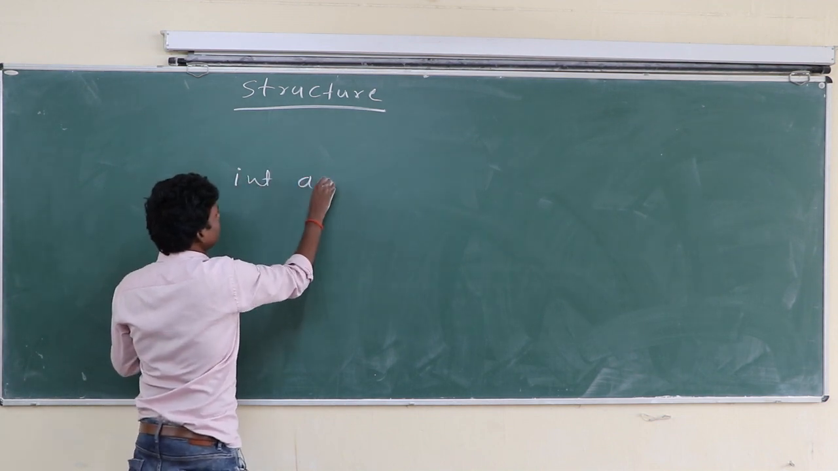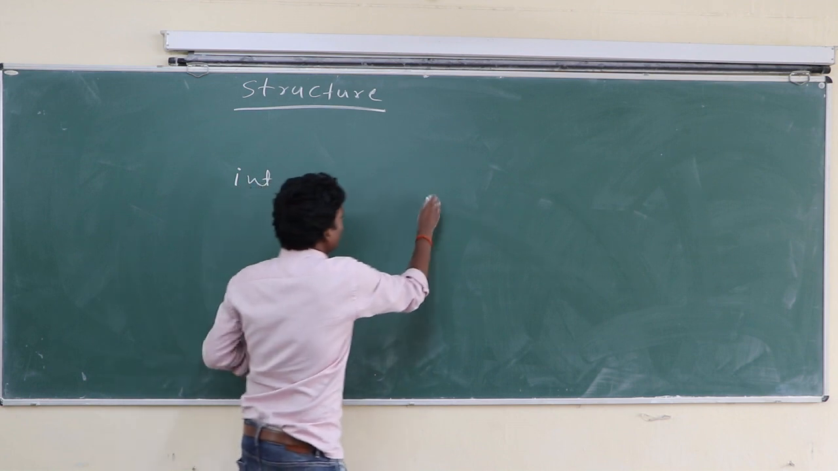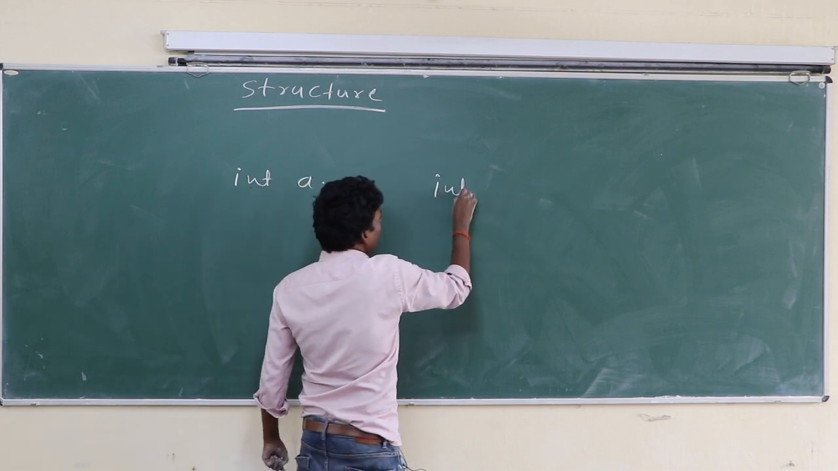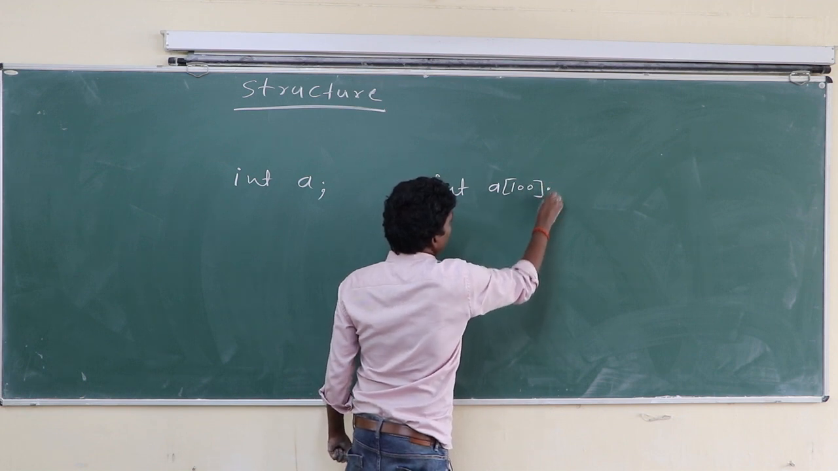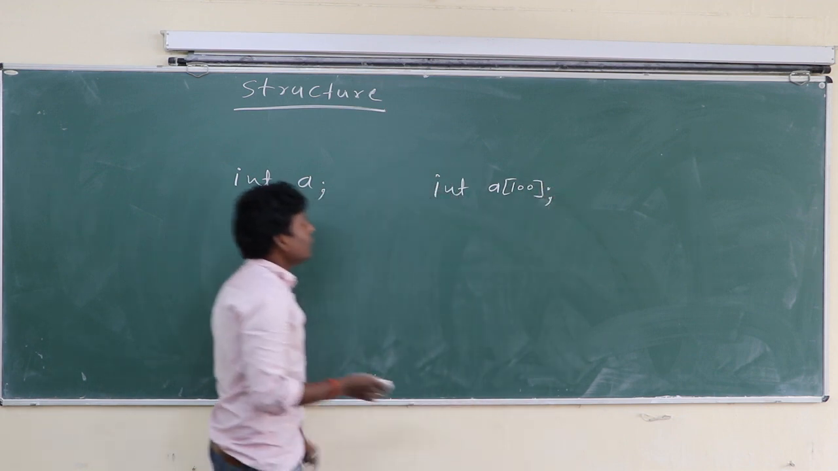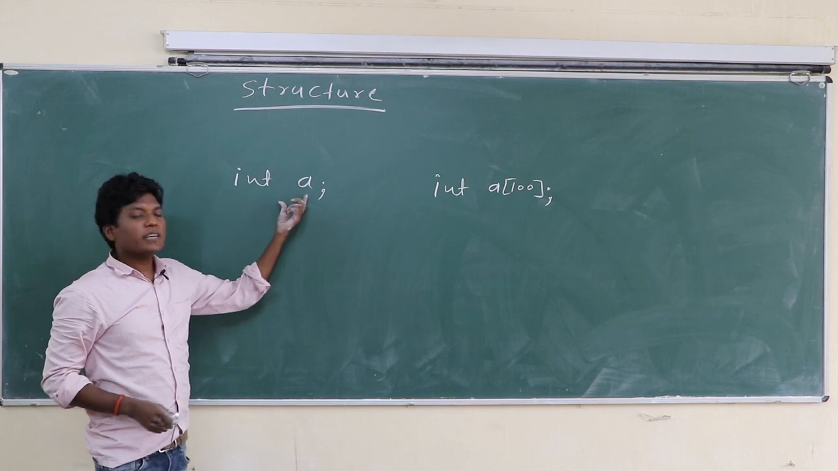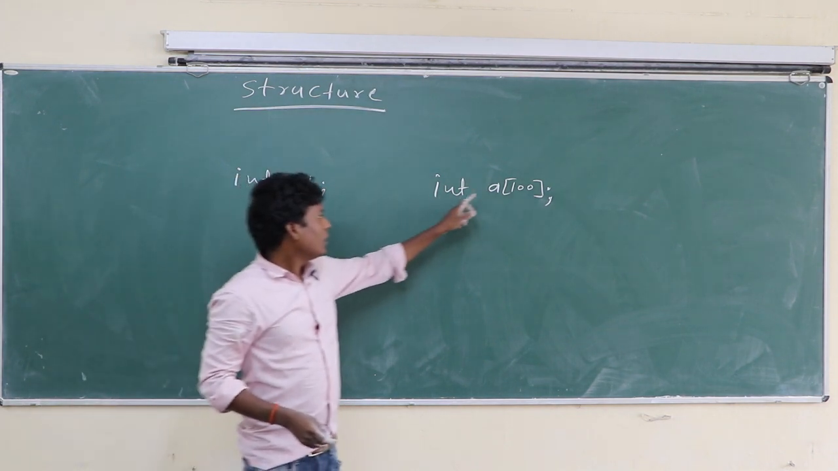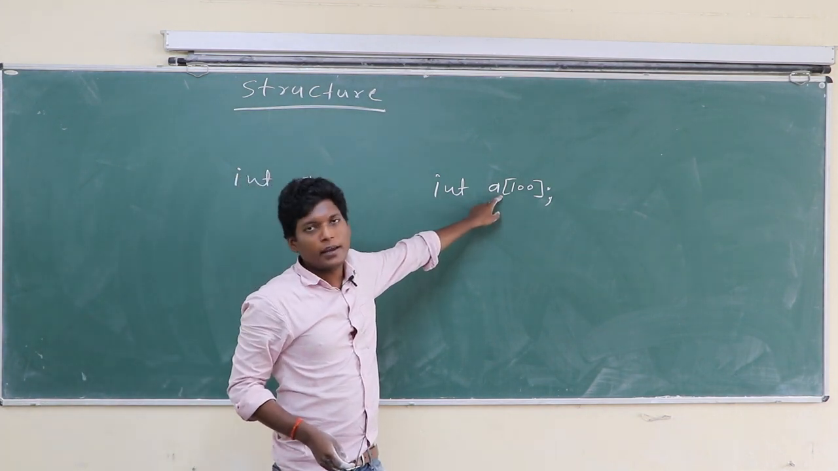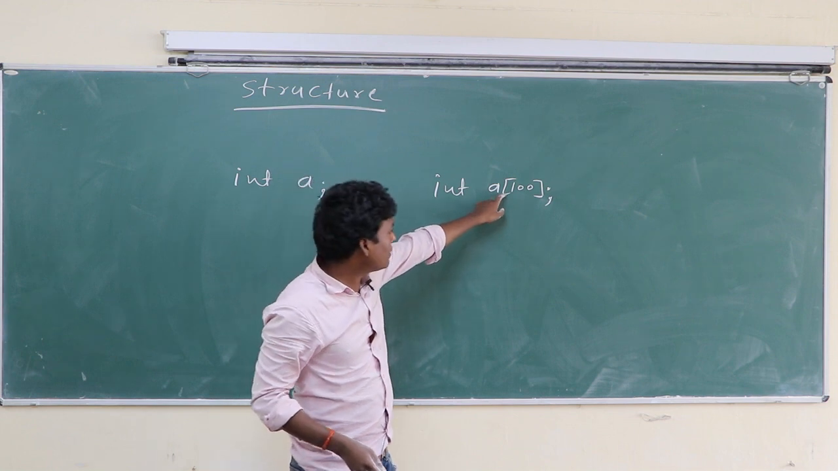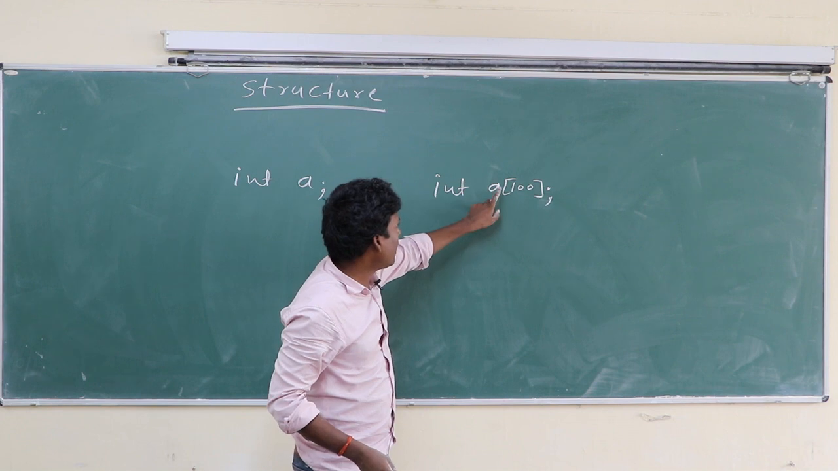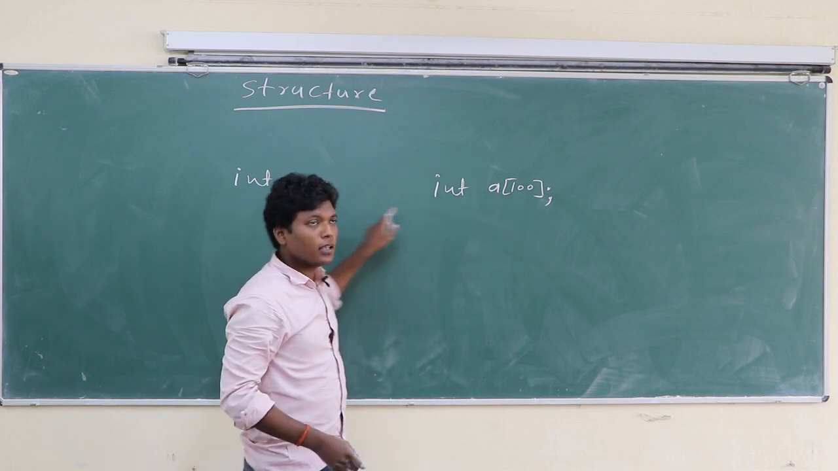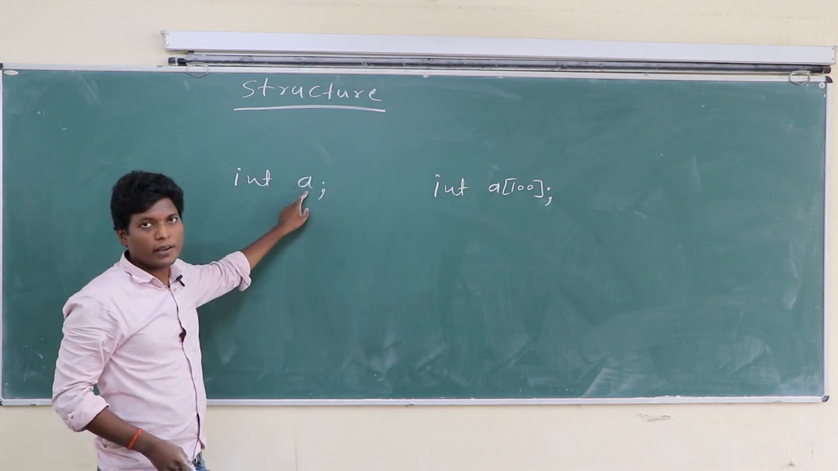int a. Here is int a[100]. Class, a is a variable, and here a is an array which has array size 100. So a is an array of integers, and a is an integer variable.